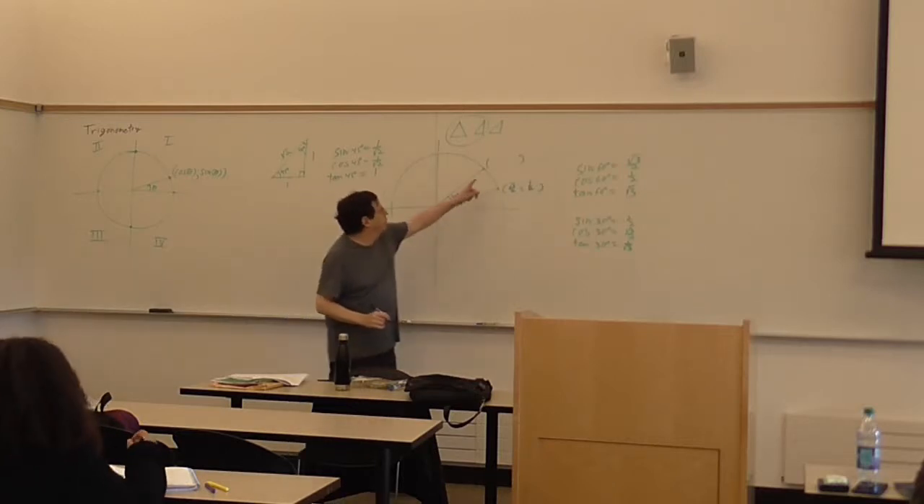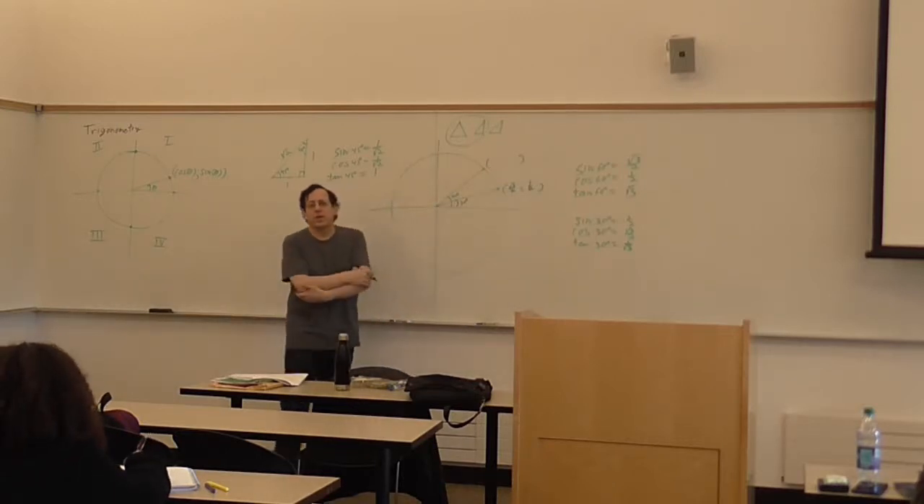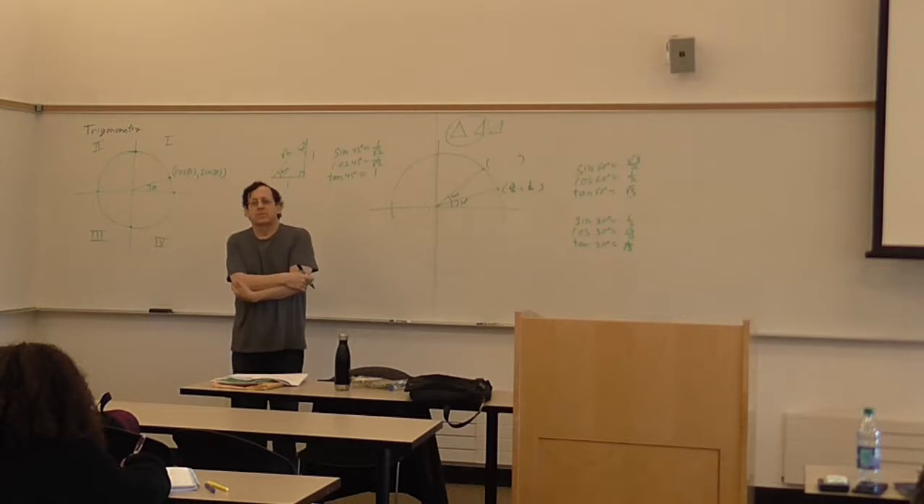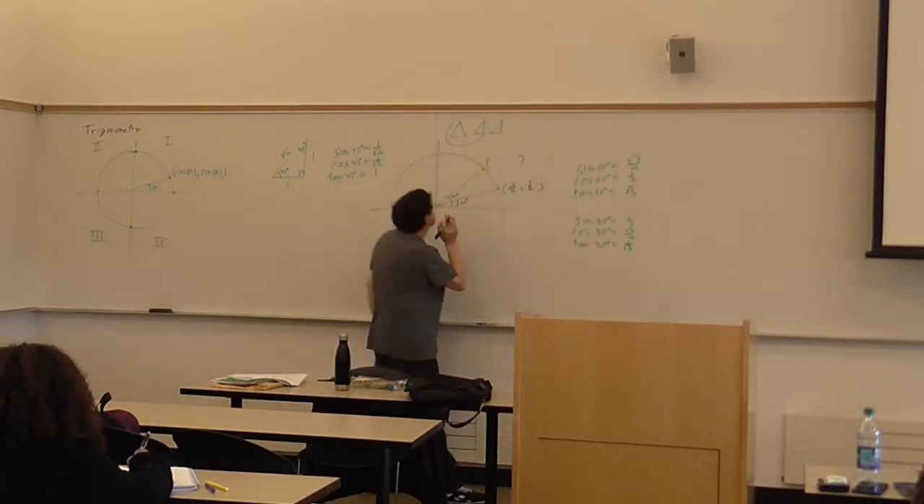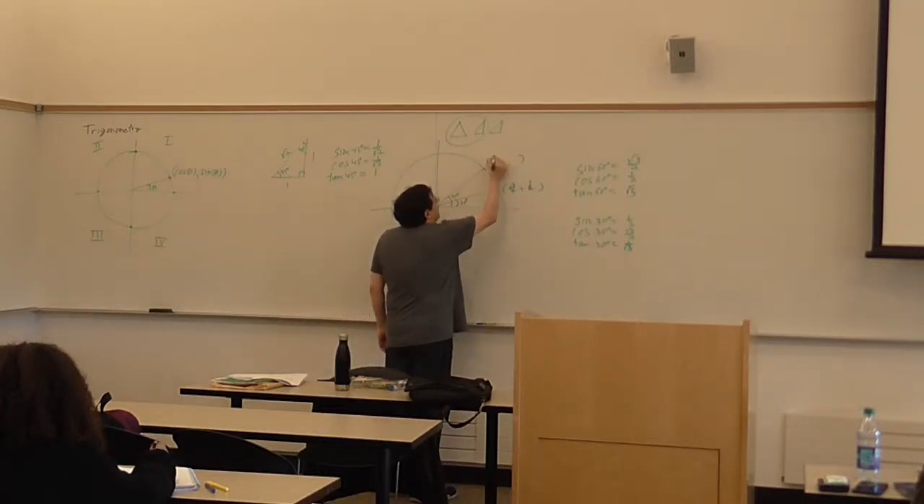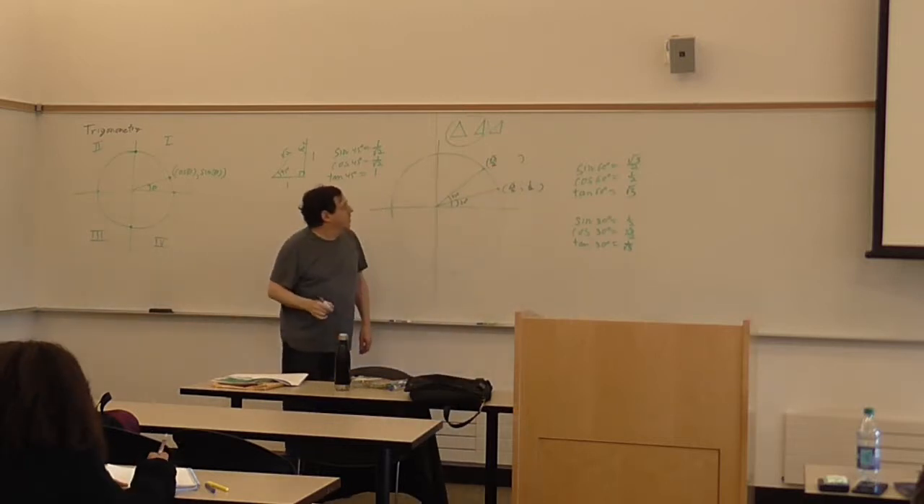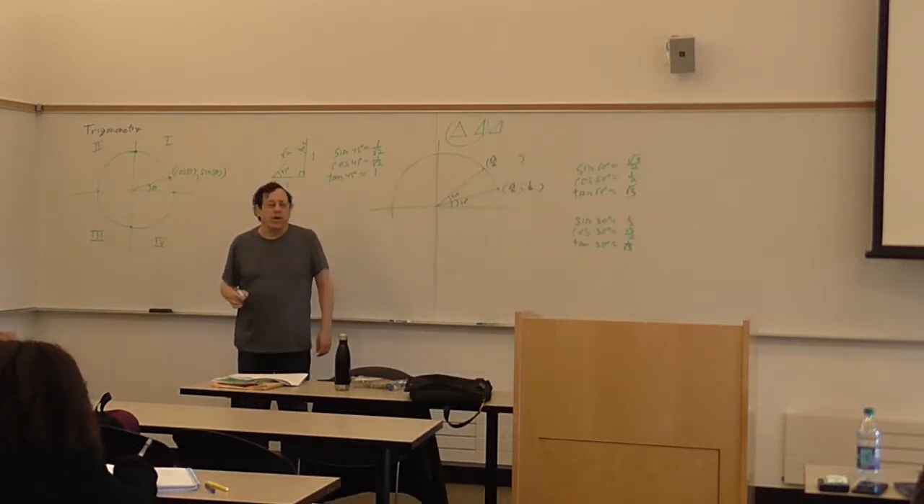What would the cosine of 45 degrees be? Would that be root 2 over 2? Root 2 over 2. Okay. Some people like to rationalize the denominator. I don't care, but that's fine.